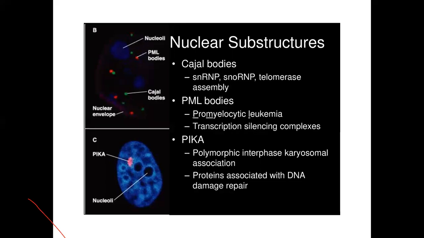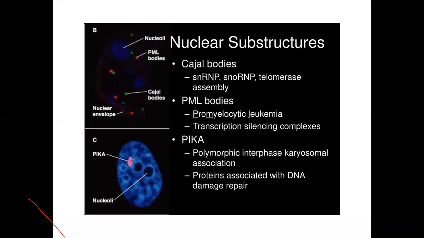They are called gems, and they are twins in shape. They look like twin shapes, and they contain snRNA, that is, small nuclear ribonucleoprotein. And they are coiling negative. They coil negative, and they assist the Cajal bodies in the biogenesis of RNA.